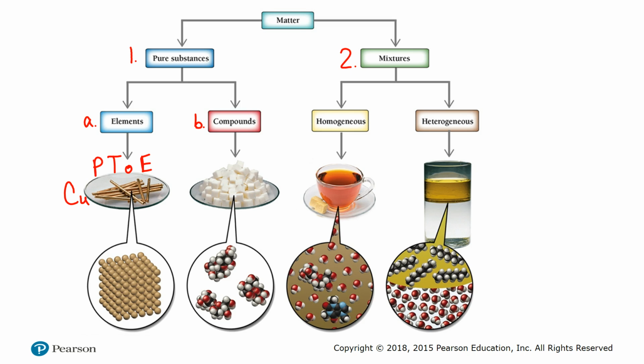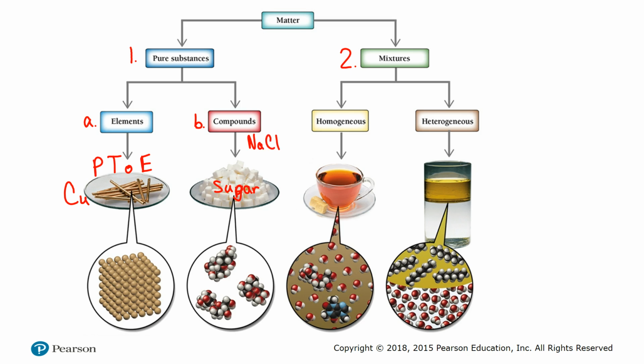Compounds, on the other hand, contain two or more different elements. So a compound, in this case, this is sugar, sucrose. But I'm going to use a little bit easier one. The thing about compounds is we can write them as chemical formulas.